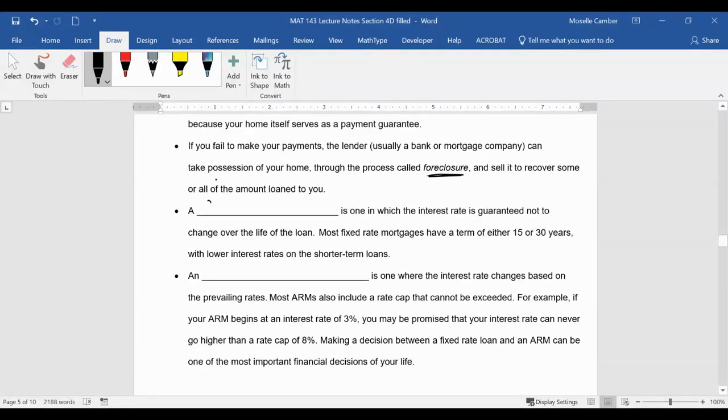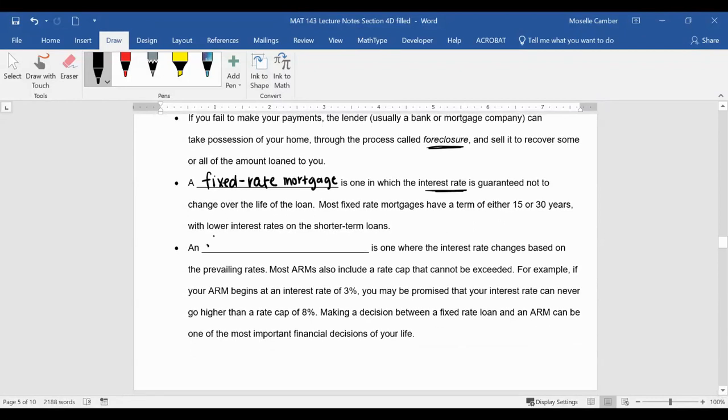And there are 2 types of mortgages. There's what's called a fixed rate mortgage, which is just what it says. It's a mortgage where the interest rate is fixed over the entire life of the loan. So you get what you get and you just keep it.